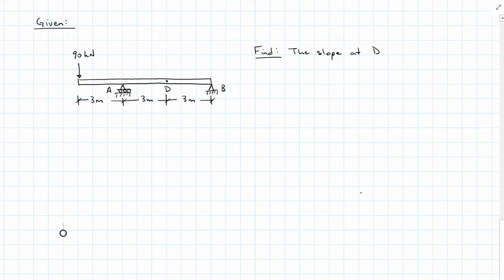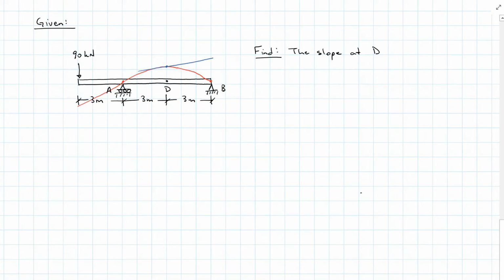This time we're given a member that is pinned at B, has a roller at A, and 1 point load off to the far left. We want to find the slope at point D. So again, I'm going to start off with the elastic curve. It should be pushing down on the left. There's no deflection at A and there's no deflection at B. So that means this is going to want to bubble up and then come back down. And D is where I'm looking for my tangent, my slope.